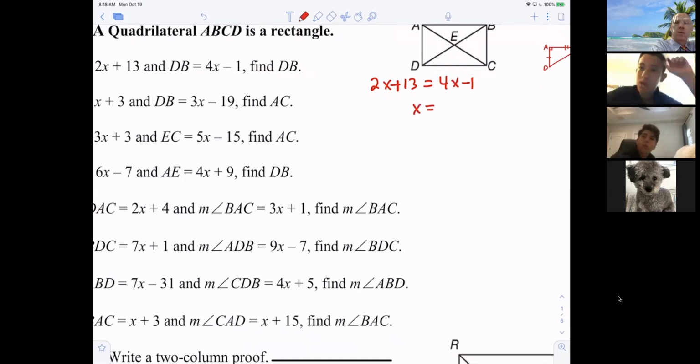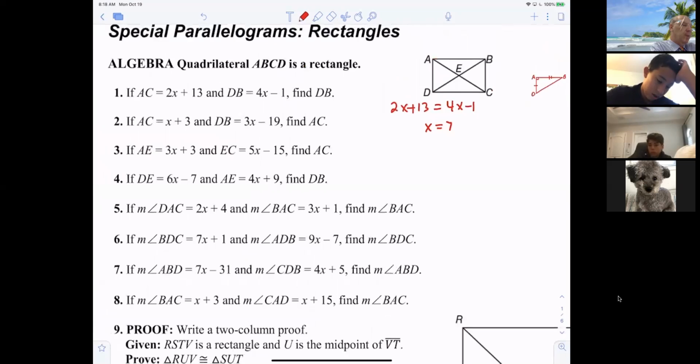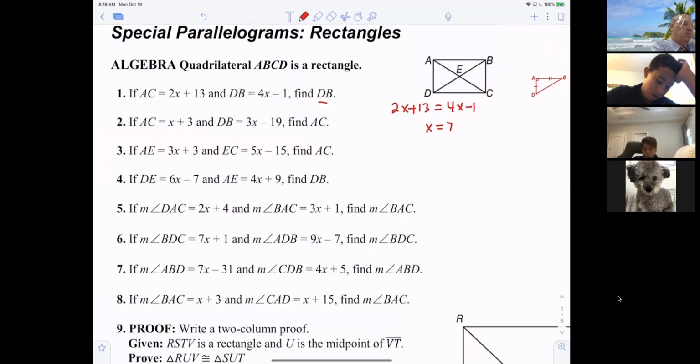6 or 7? 7. Well, I'm glad we're practicing. Oh, wait, no, it's 7. No big deal. X equals 7. All right. Now it says find dB.